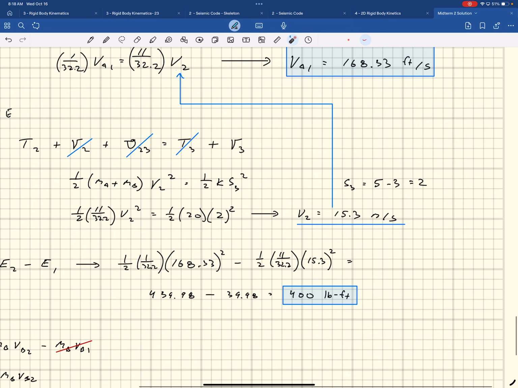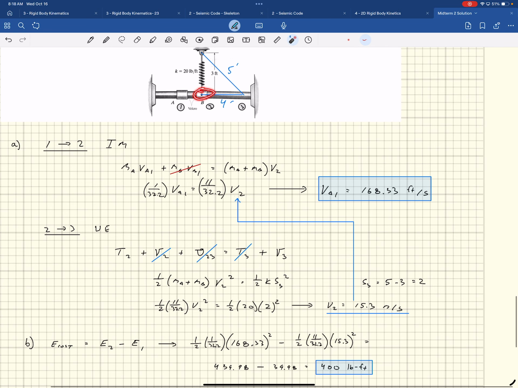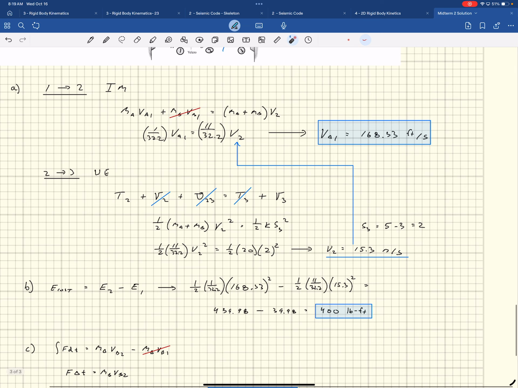And so what you get is the velocity at 2. So the two of these things right after the collision have to be going 15.3 meters per second in order for this thing to move over to the right 4, which would stretch this thing out 2 feet. Okay. Did I say meters per second?